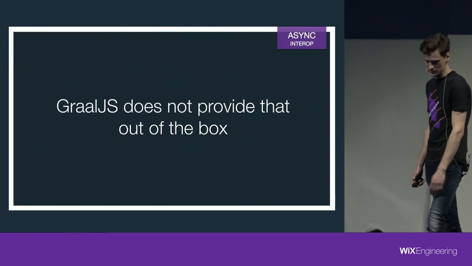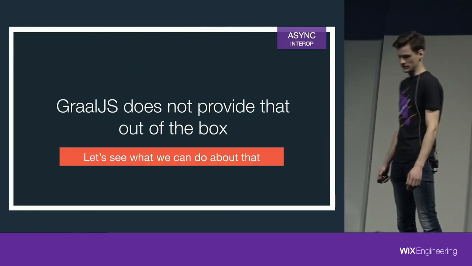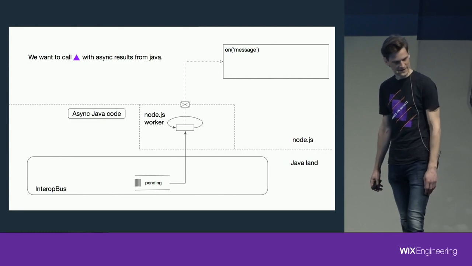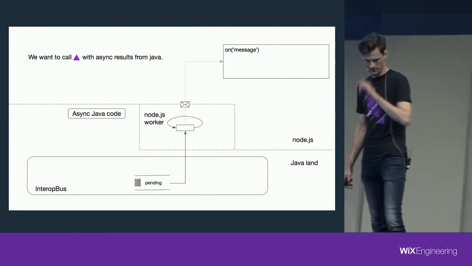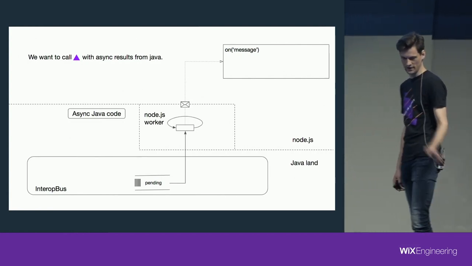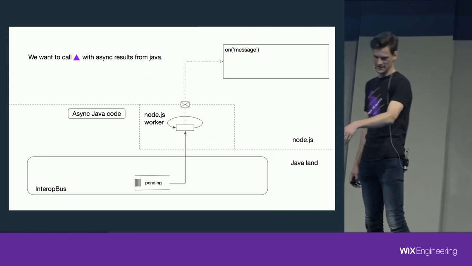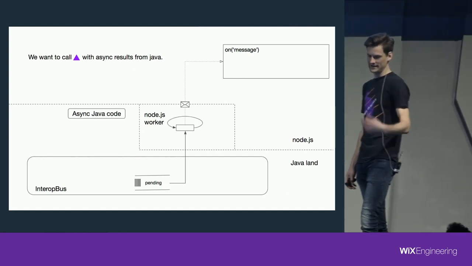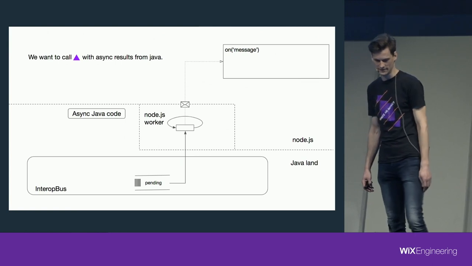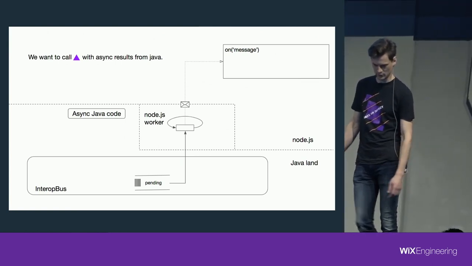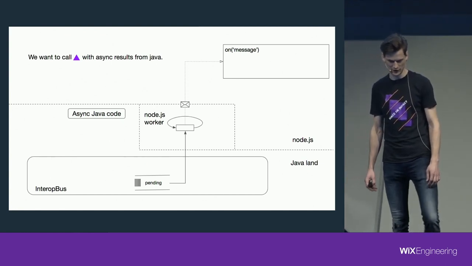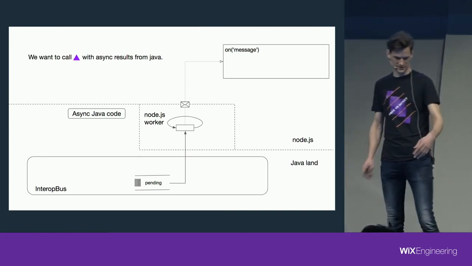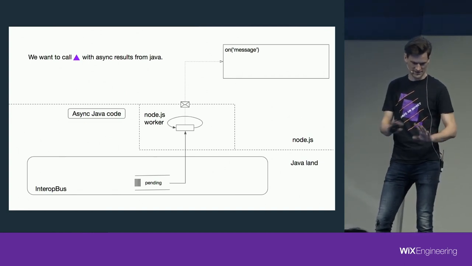Unfortunately, GraalJS does not provide that out of the box, but let's see what we can do about that. This is going to be a bit intense, so just bear with me. We have several things here. First of all, we have the main Node.js process in the top and top right part. That's where we get our function that we want to call. Then we have the Java land in the bottom. When we were talking about seamless interop, this doesn't exactly look like seamless interop, because there are seams there. We have this interop bus thing. Let's see how all that works.